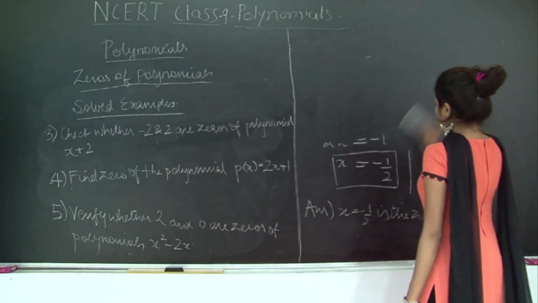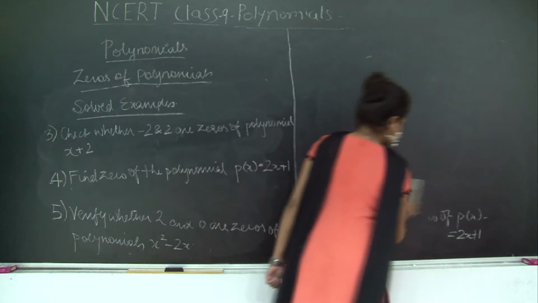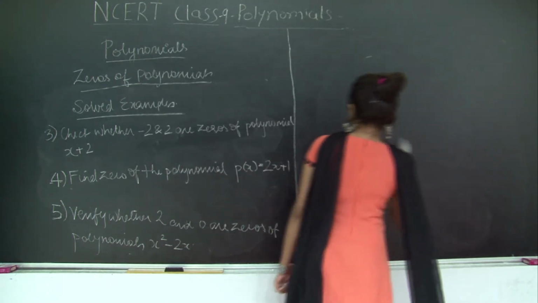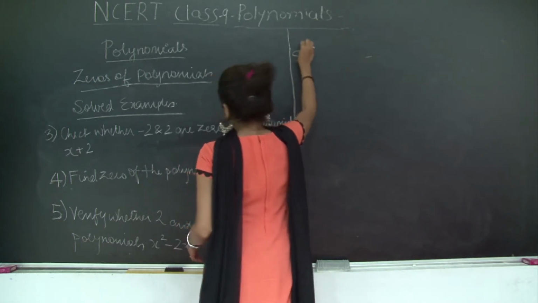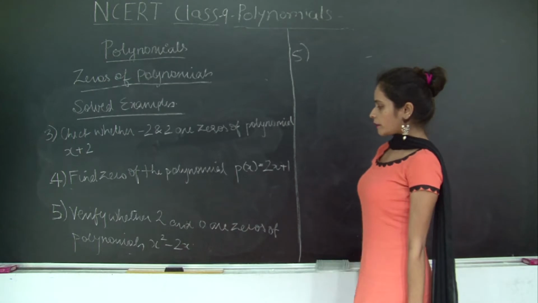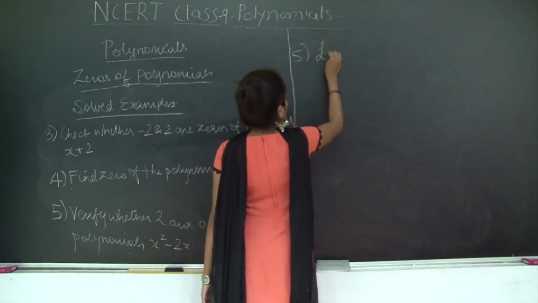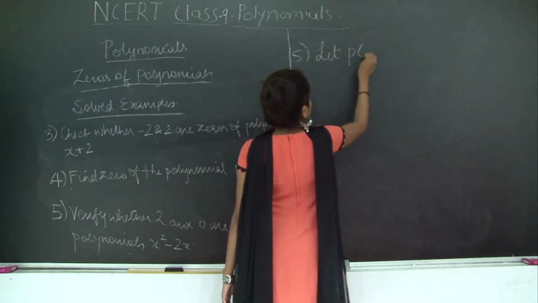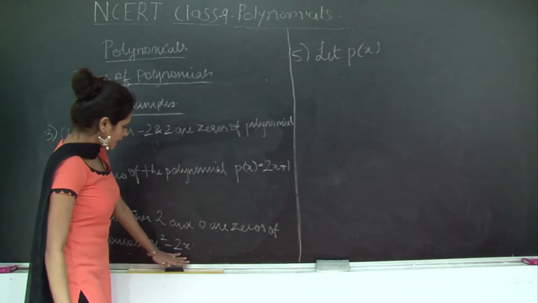So, I hope you have got a clear picture of zeros of polynomials. Let's make our roots strong by solving the third example. Verify whether 2 or 0 are zeros of the polynomial x square minus 2x. I am simply going to define my polynomial. Let p(x) be my polynomial. Now, remember, this is x square minus 2x.